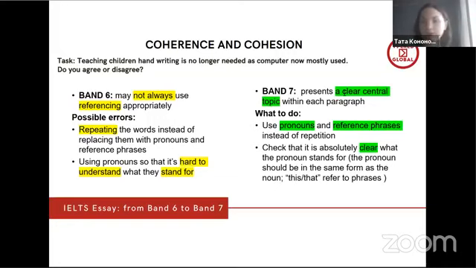What is referencing? That's when you replace the words either with their synonyms or with pronouns to avoid repetition. And referencing should be grammatically correct, which means that it should be absolutely clear what word or what part of the previous sentence is replaced by a pronoun. Have a look.